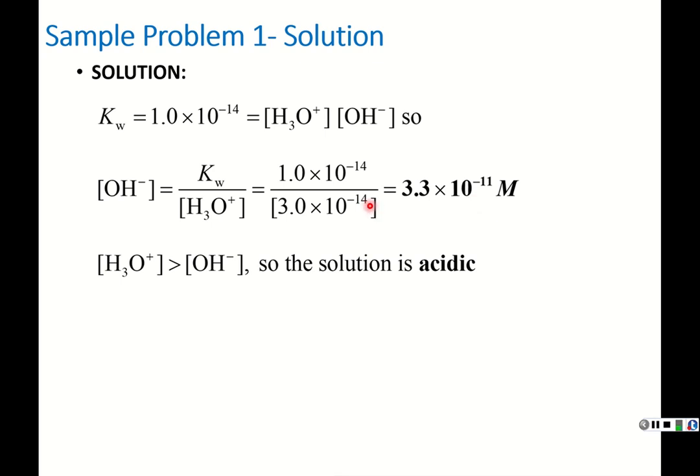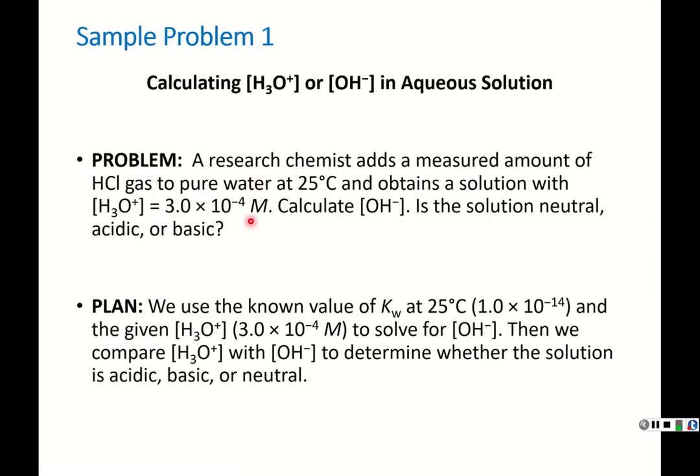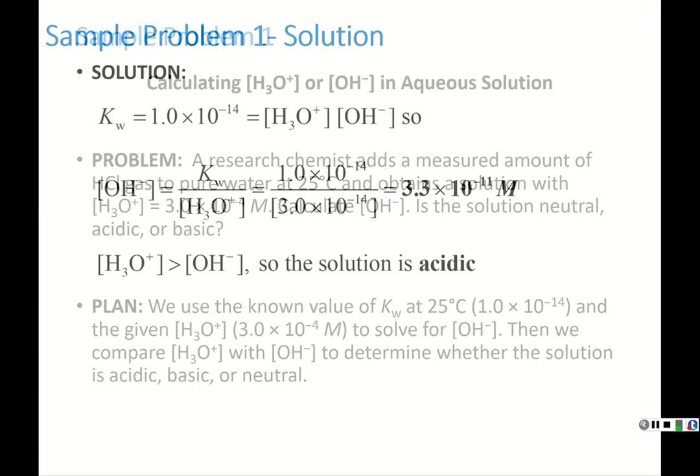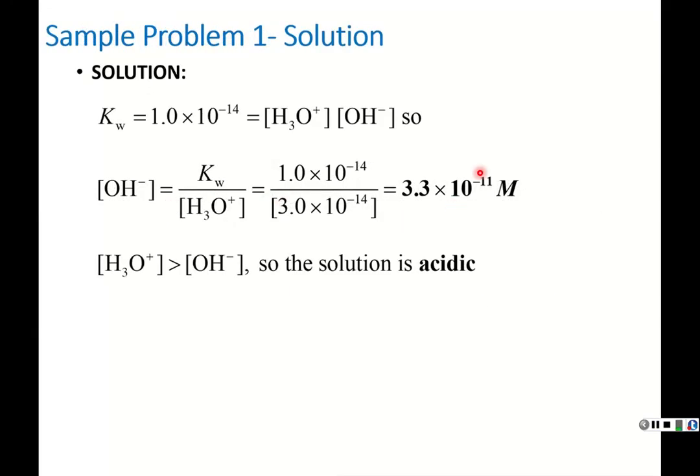Sorry, there's a typo here. This should be 3 times 10 to the minus 4. So if we go back, that was 3 times 10 to the minus 4 in this problem. So this is lower than this, right? Again, this is a typo. Don't pay attention to minus 14. It should be minus 4. Because H3O plus is greater and OH minus is smaller, this is an acidic solution.